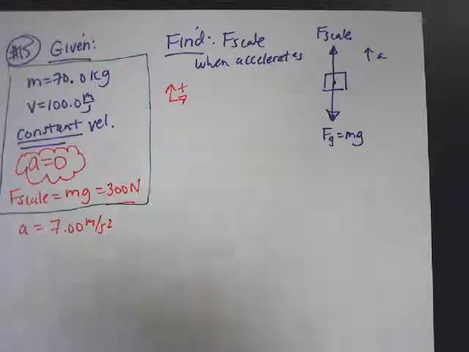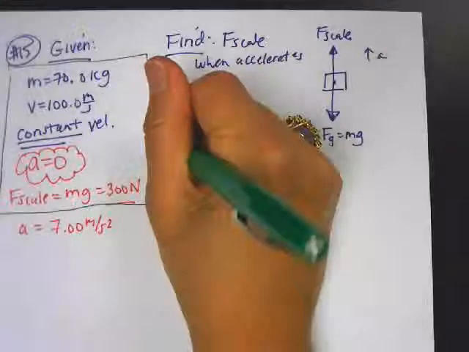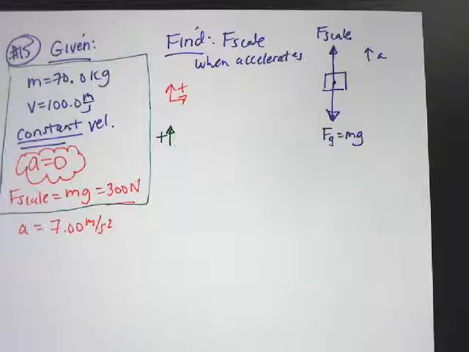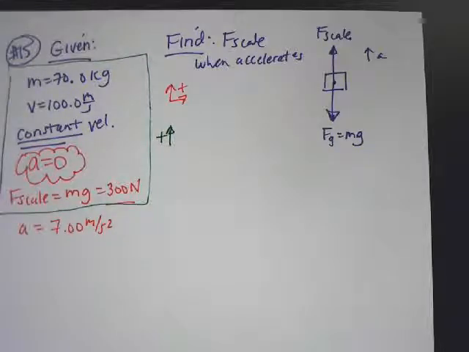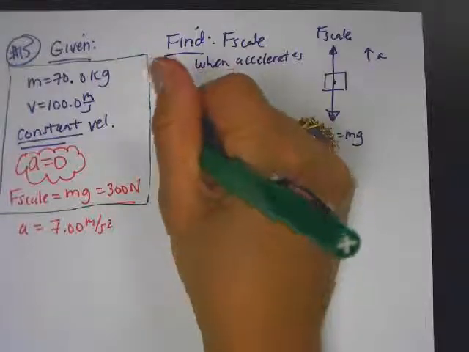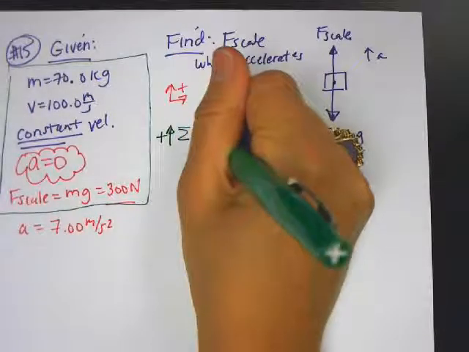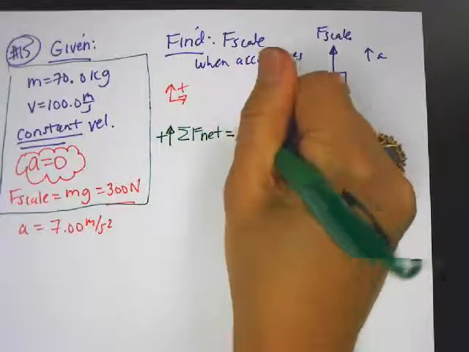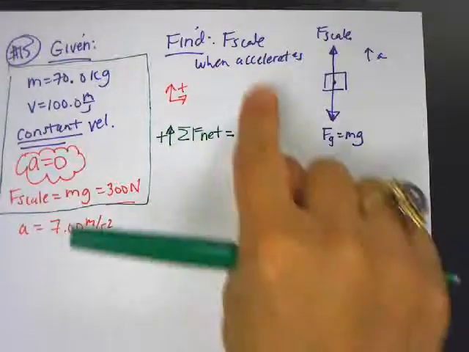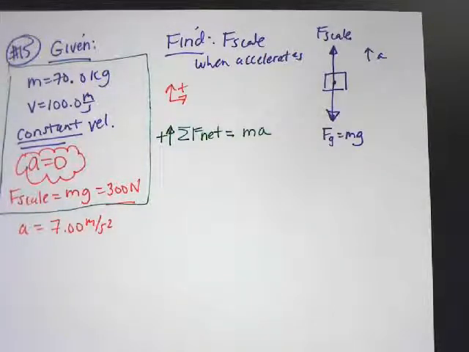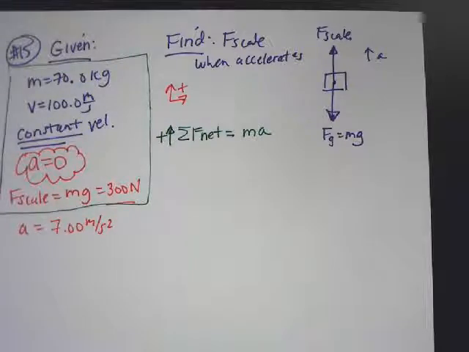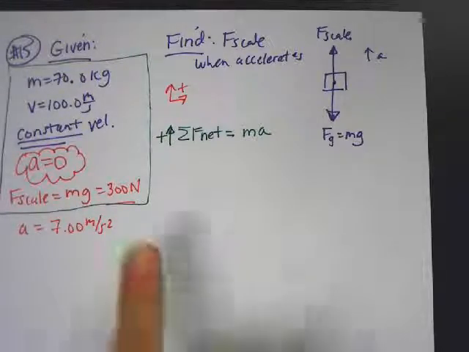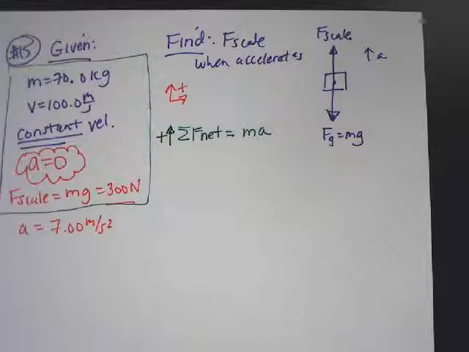All right, so first I'm going to draw my sign convention. Up is positive. Then I'm going to apply Newton's second law in that direction. So I'm going to say summation of F net is equal to ma. Now, once it accelerates, is this object accelerating up? Yeah, they told me it's accelerating at 7 meters per second squared, right?